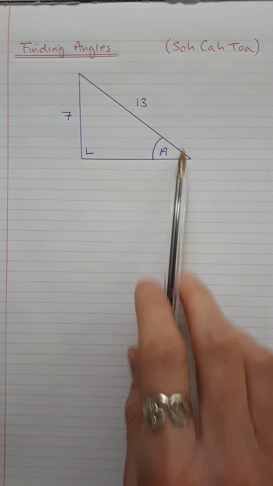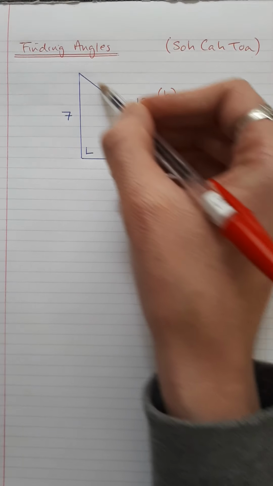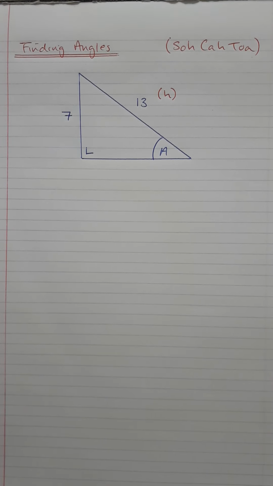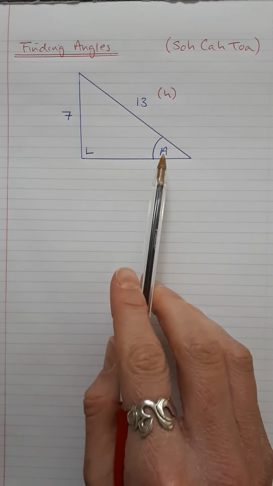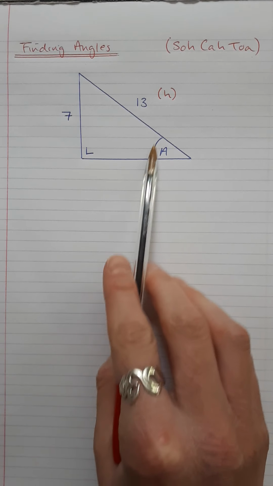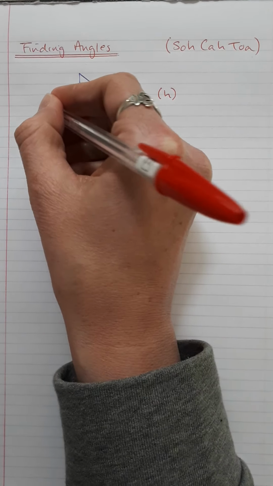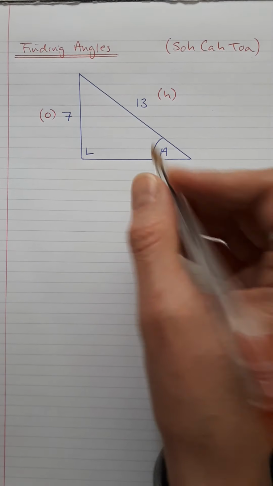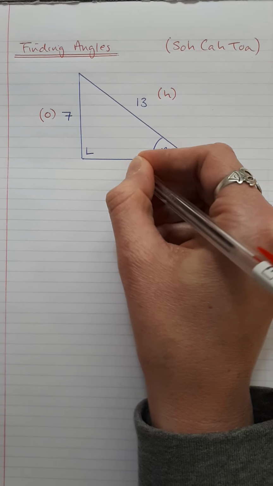So when you have a right angle triangle, the first one you should label is the H, because the hypotenuse stays the same no matter what angle you're dealing with, because the right angle is not moving anywhere. But now if I'm looking for this angle, in relation to this angle, this is going to get labeled O for opposite. And in relation to this angle, if that's opposite, then this is adjacent.